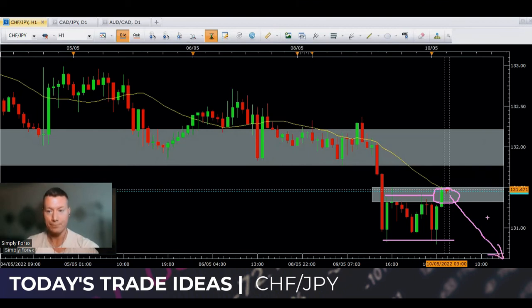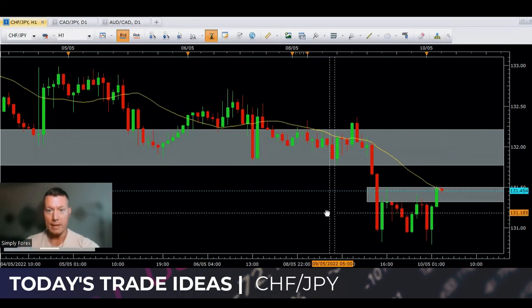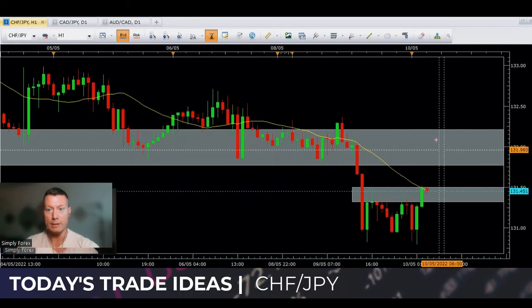frame target. If that doesn't happen, guys, then price could retrace up into this grey zone. And again, we want to see a bearish candlestick pattern form. That's our trigger to enter the trade, take price back down to these lows, close 80%, leave 20% to run. Okay, so Swiss franc against the Japanese yen, we're looking to short this pair.